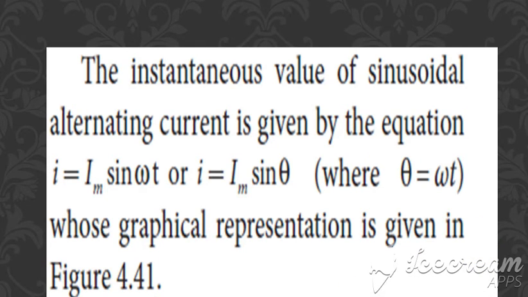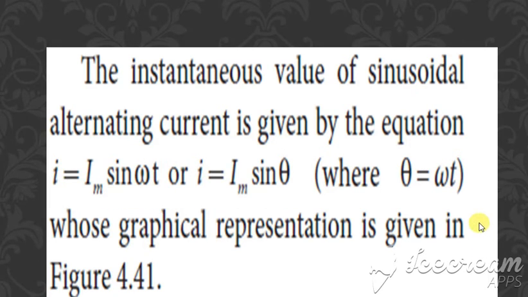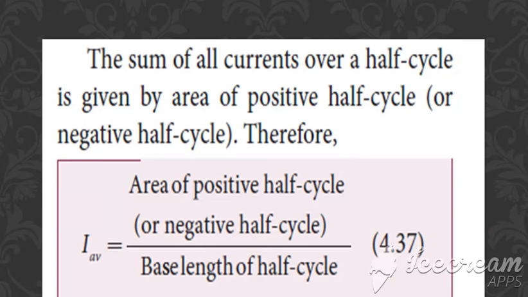Clear? First, the instantaneous value of a sinusoidal current is given by I is equal to Im sin omega t. In this, instead of omega t, we are going to write theta. So we get I is equal to Im into sin theta. Then next, what is the value of I average? So I average is equal to this area divided by the base length.